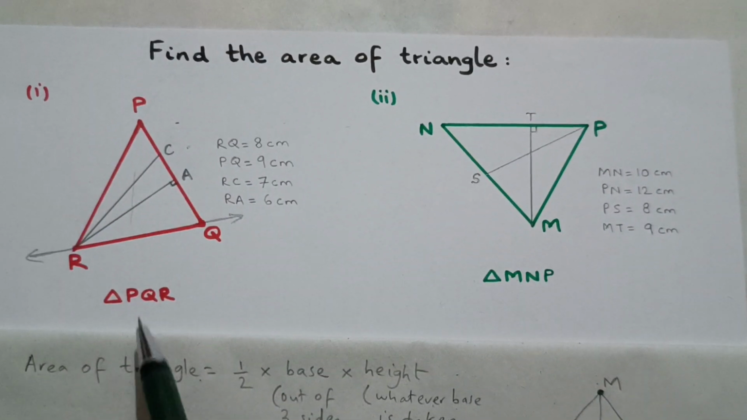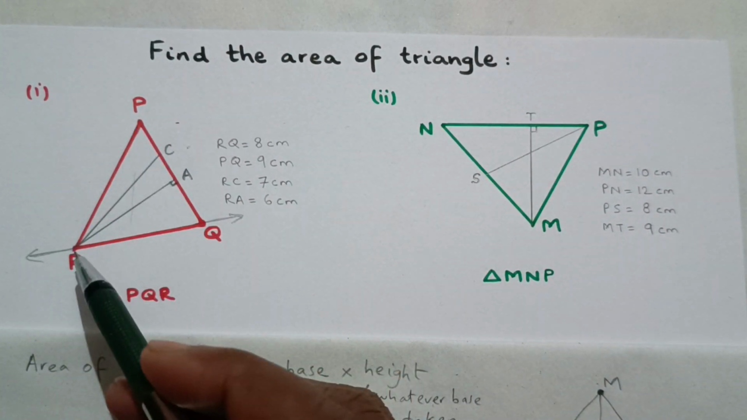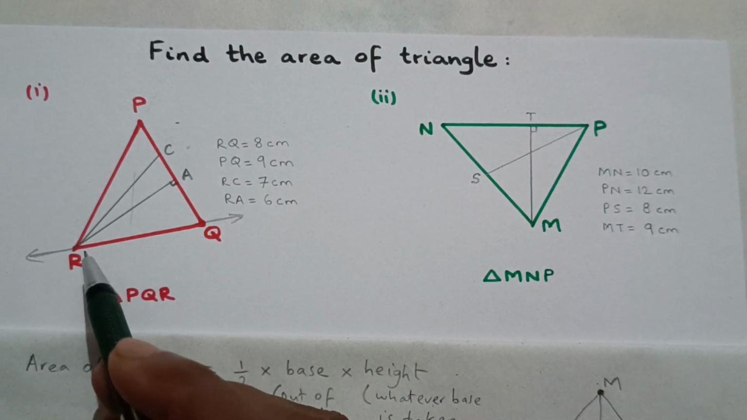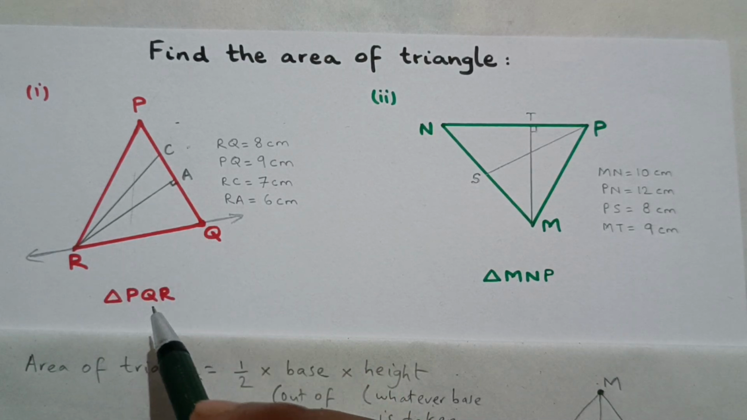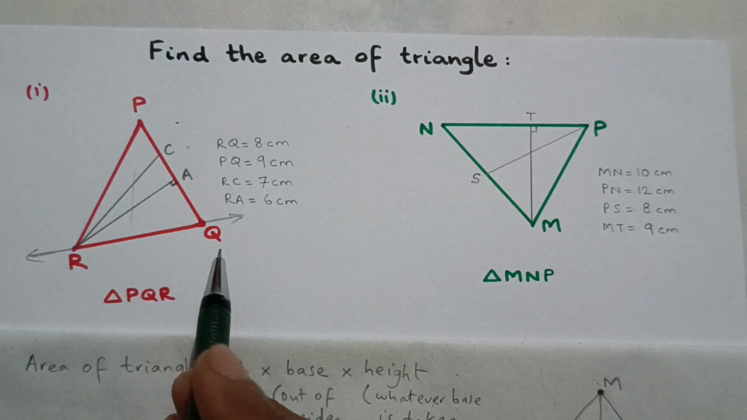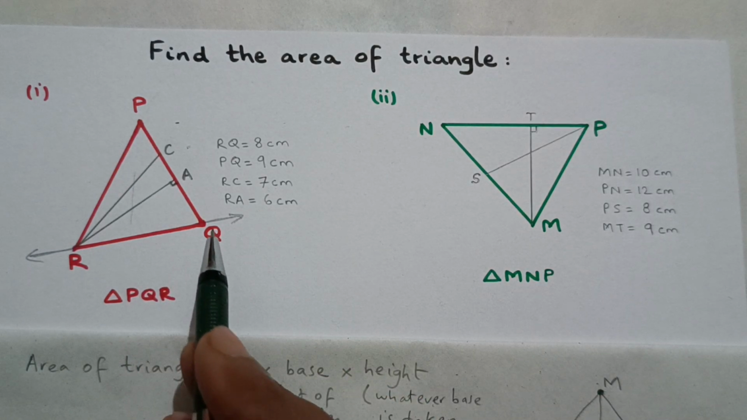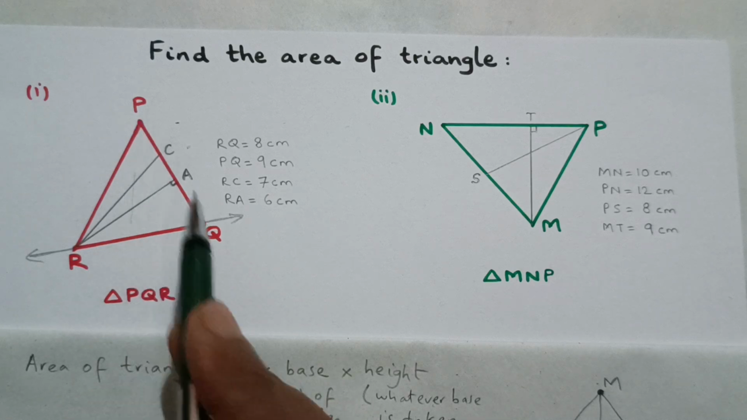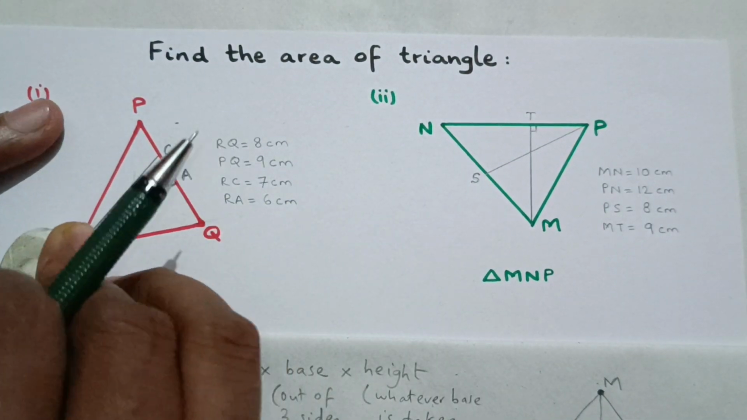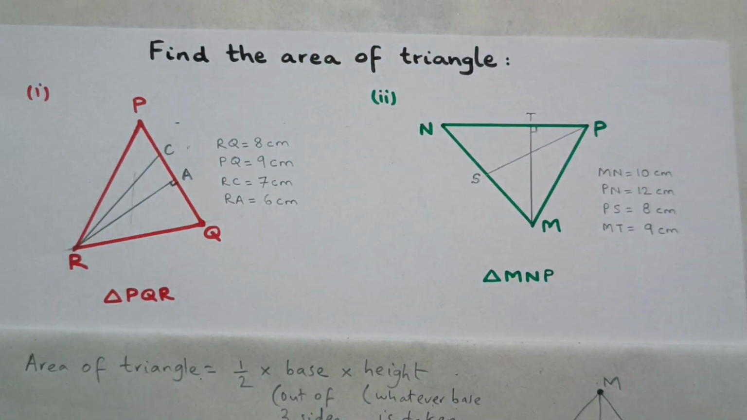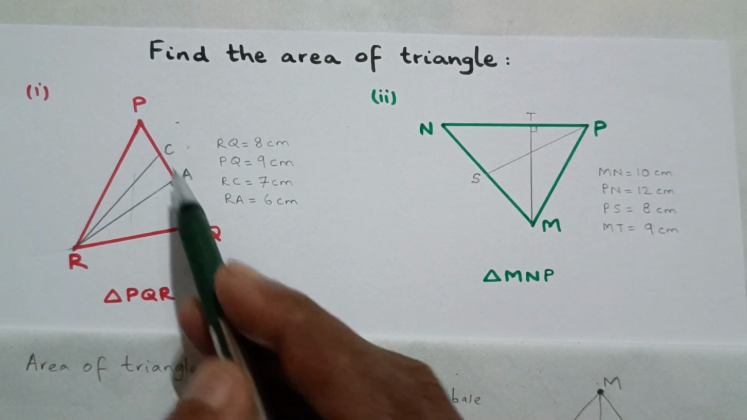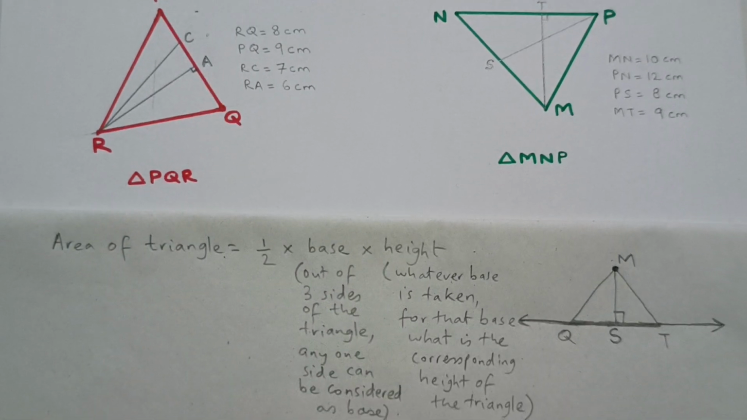So I can't take PR as the base because the value of PR is not given to us. I can't take RQ as the base because its height is not given to us. So I am left with side QP. Okay, I will rub this also. So now I am left with side QP, so I will take side QP as the base.